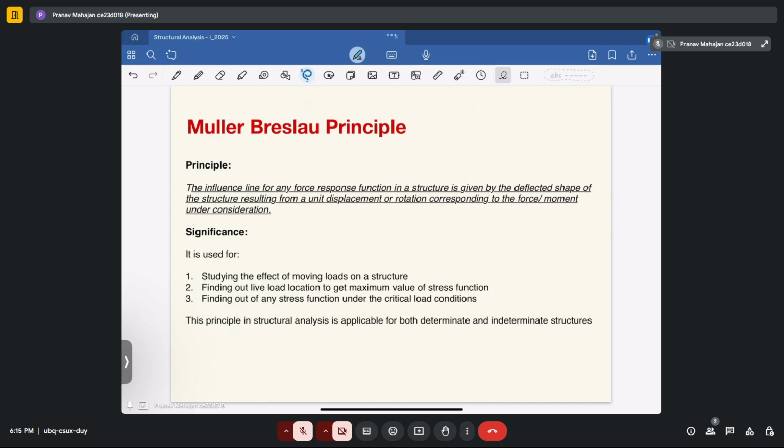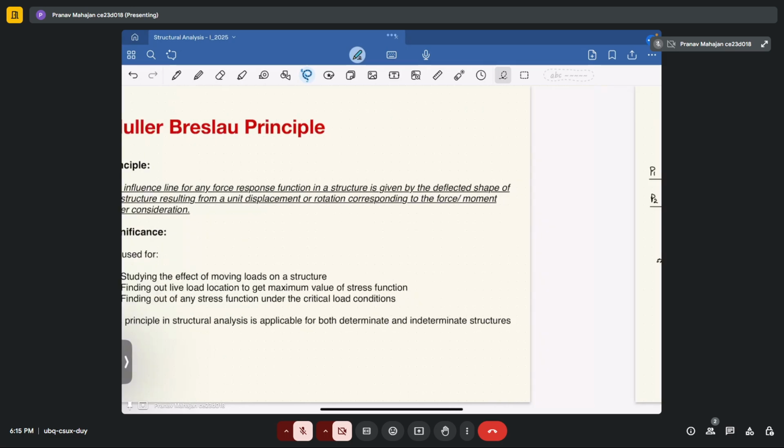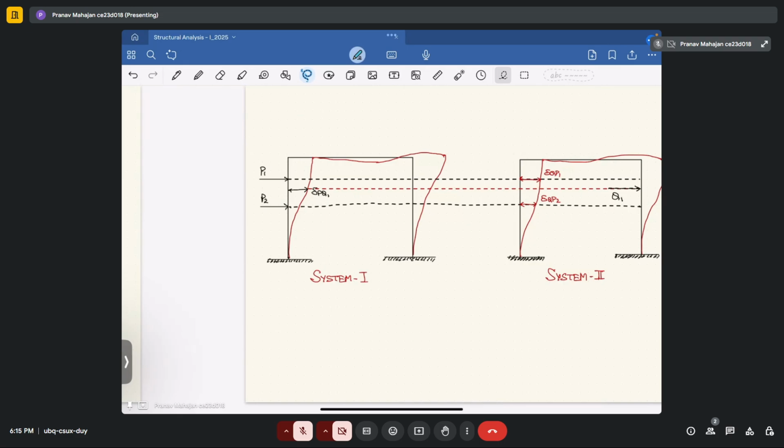Another benefit of using this Muller Breslau principle is it is applicable to both determinate as well as indeterminate structures. So it does not differentiate whether the structure is determinate or indeterminate. Whatever kind of structure this is, based upon the type of moving load that is acting over the structure, we will be able to determine the reactions, shear force, and bending moment at different sections of that beam due to the moving loads.